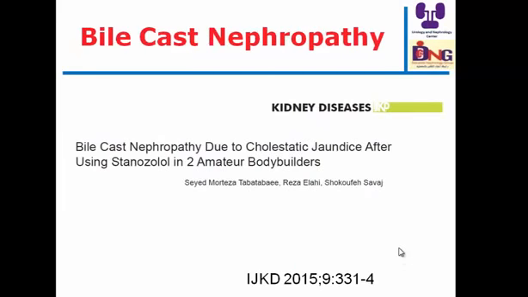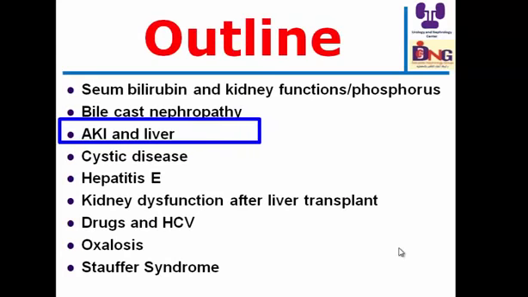Again, one of the important causes of bile acid nephropathy that we should take care of is the use of drugs like stanozolol, which is used by amateurs for bodybuilding. So we should avoid the use of this drug that is sold on the black market. And I also recommend against anabolic steroids for bodybuilding because they may be complicated by bile acid nephropathy.